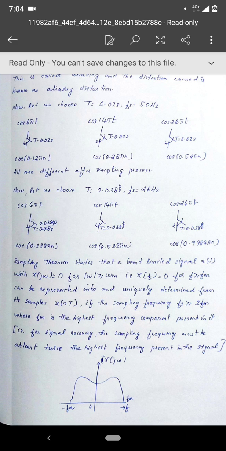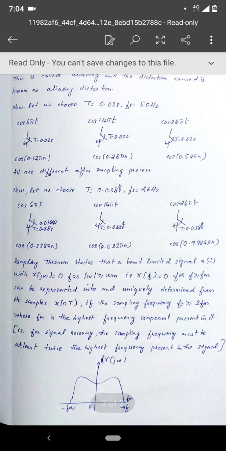So the argument should be at most pi n. Above that, aliasing will come. Always it is wise to keep the argument less than pi n, just like the second case that we have seen. That is what is stated by the sampling theorem.